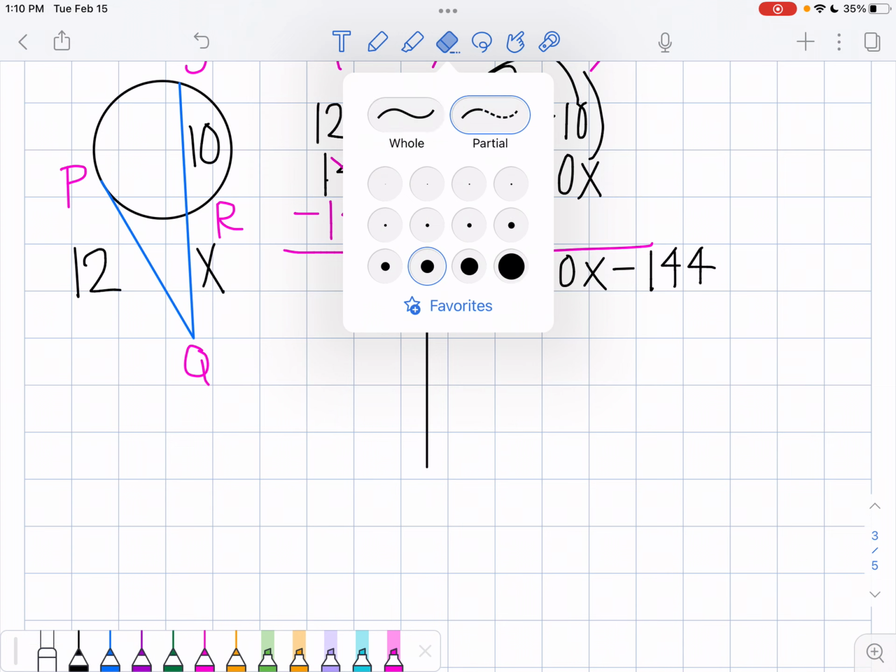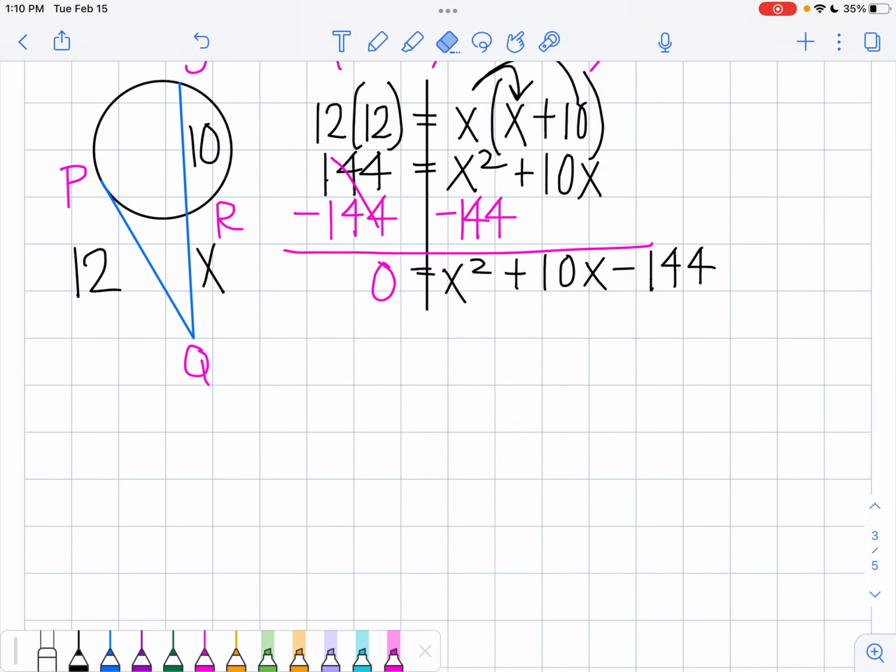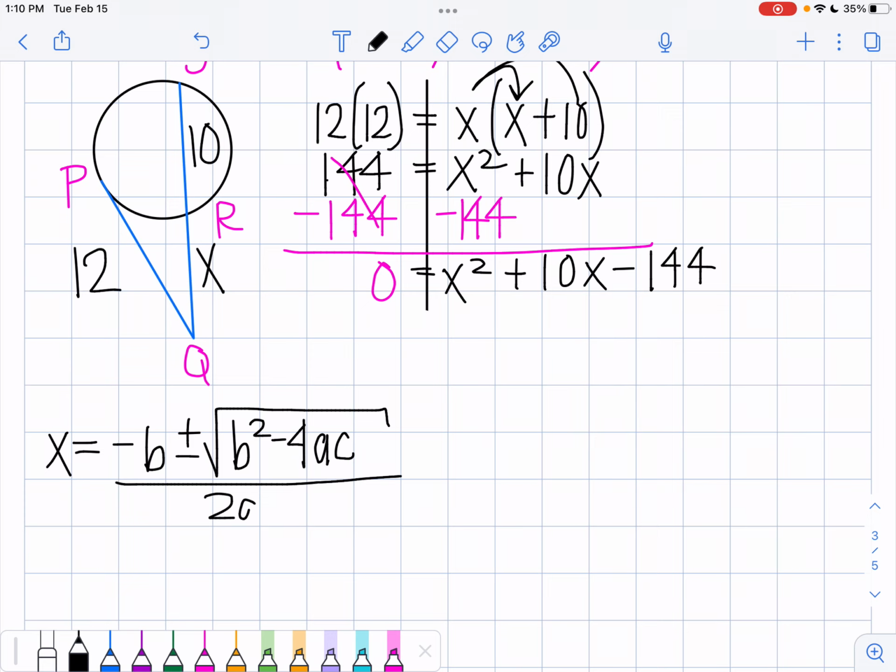I'm going to start with the quadratic formula. The quadratic formula says x equals negative b plus or minus the square root of b squared minus 4ac, all over 2a. Now my a, my b, and my c come from my equation. My a value is the number next to my x squared, my coefficient. My b value is the number in front of my x, and my c value is my constant. And I'm going to plug these numbers in.